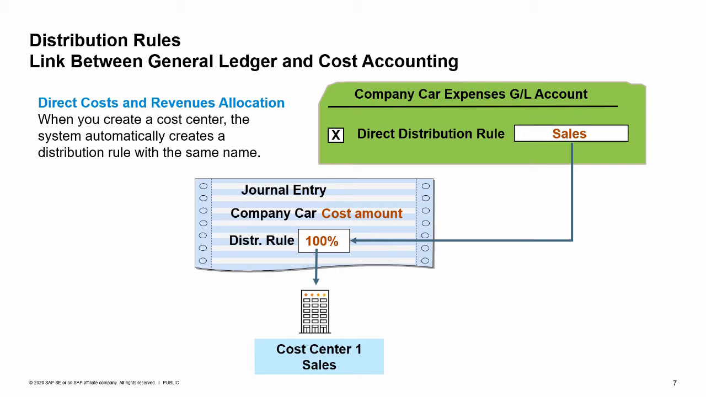You can use these distribution rules for direct costs and revenues, which you can assign uniquely and in full to a specific cost center. For example, in OEC Computers, company car expenses are assigned directly to the sales cost center, since only sales employees have company cars. After linking the car expenses account to the sales distribution rule, each time you issue an expense to the company car expense account, the full amount will be allocated directly to the sales cost center.